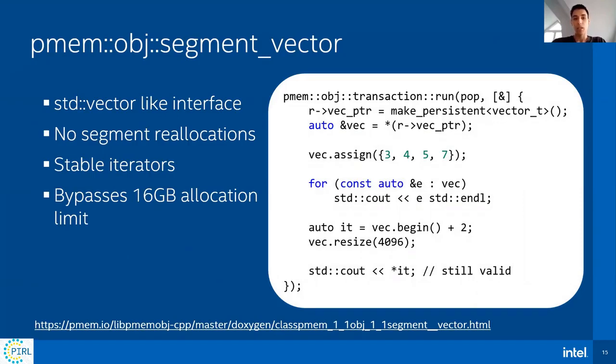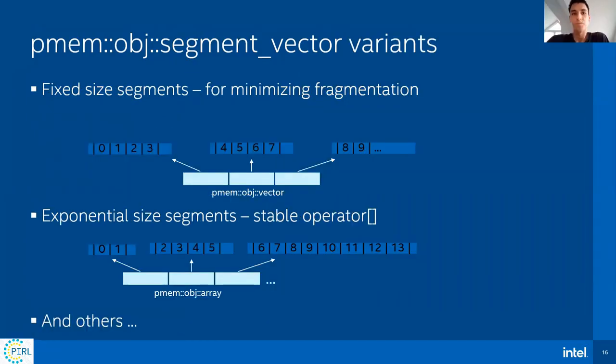However, it holds data in separately allocated segments which are never reallocated. It can be used to solve different problems by customizing it using different policies. So you can use it to bypass the 16 gigabyte allocation limit, which is currently there in PMDK. You can also use it to limit external fragmentation, or to provide stable iterators.